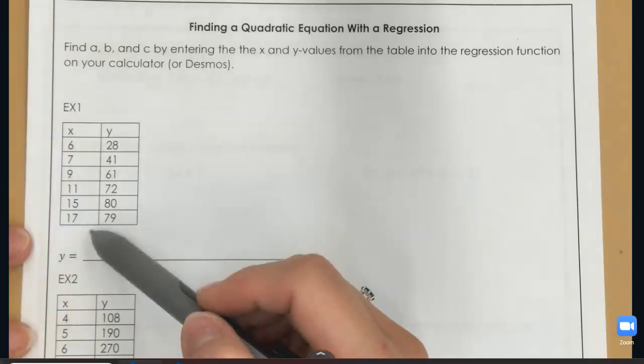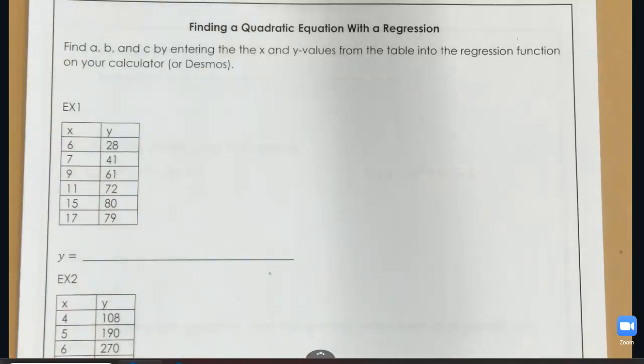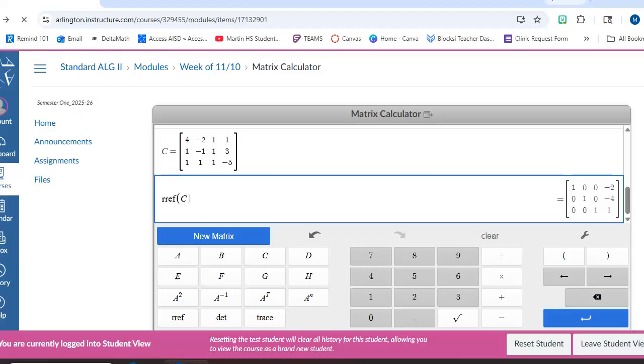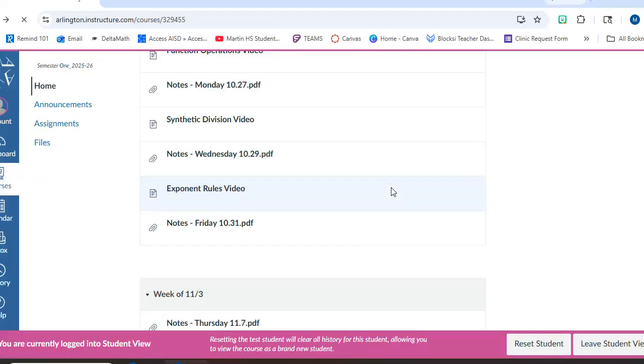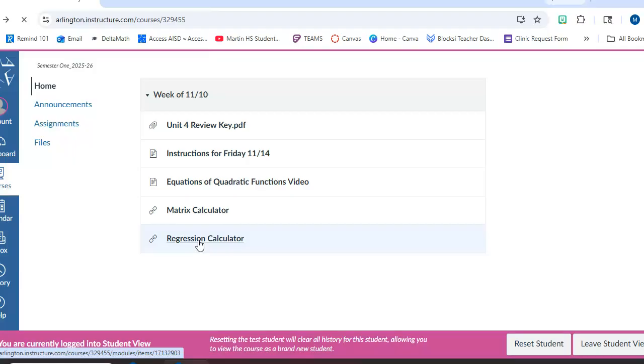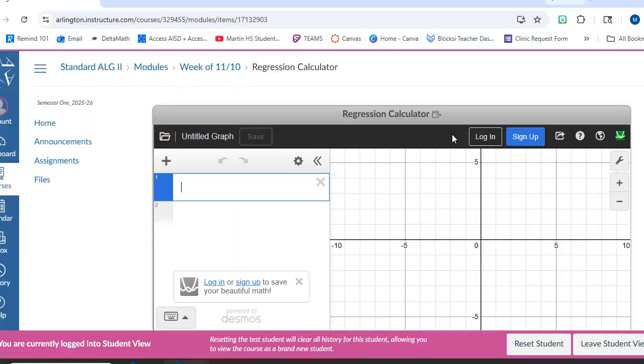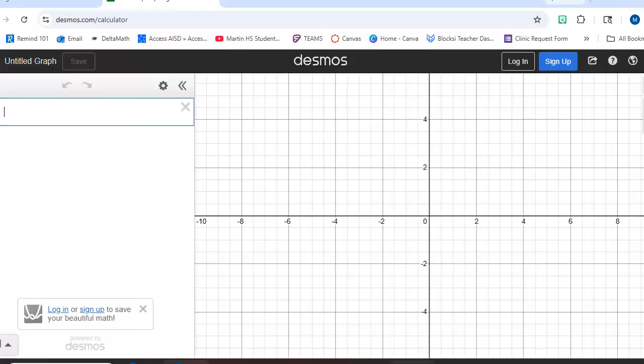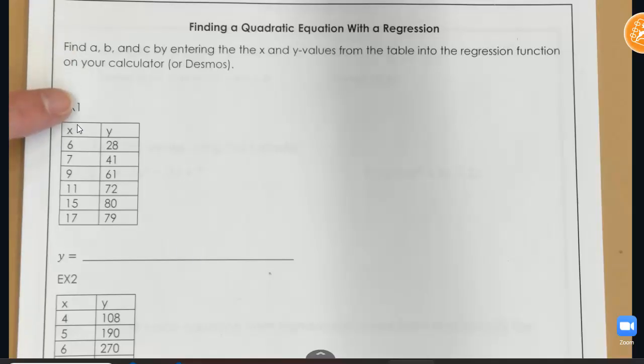So I have a table with x and y values. And what I'm going to do is go to Desmos. Again, if you are looking at the module for this week, the last link is this regression calculator, which looks like normal Desmos. So I'm going to open this in another tab. And what I'm going to do, again, looking back here, I'm going to put all of these x's and all of these y's in a table.